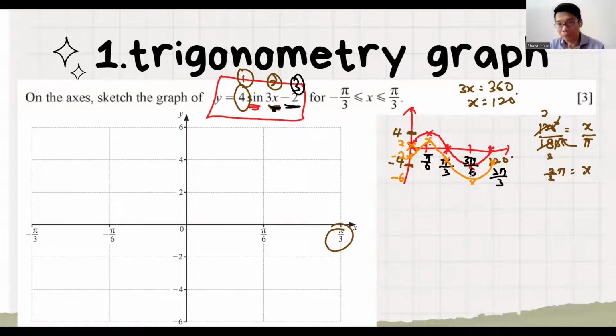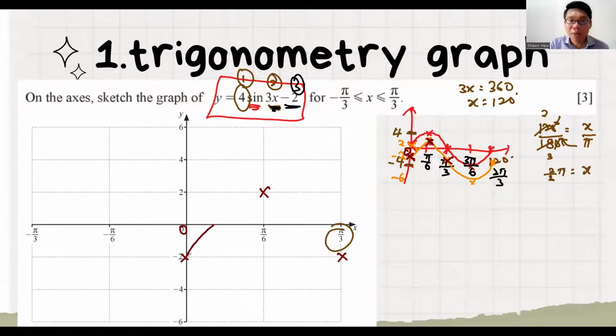So after I confirm my final graph, only then do I extract my information to the answer sheet that they asked us to draw. The first point, x is 0. So x is 0 is here, and my y coordinate is at -2. Second, when x is pi over 6, my y is 2. When x is pi over 3, my y is -2.